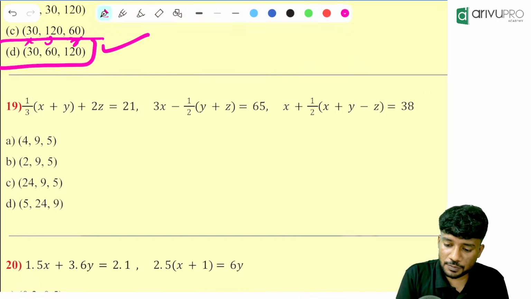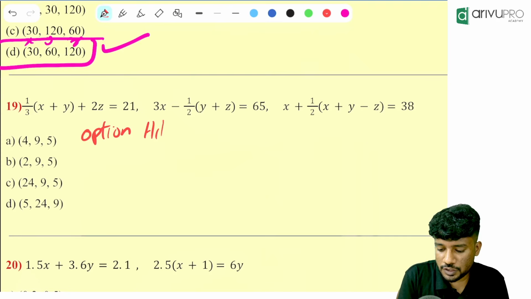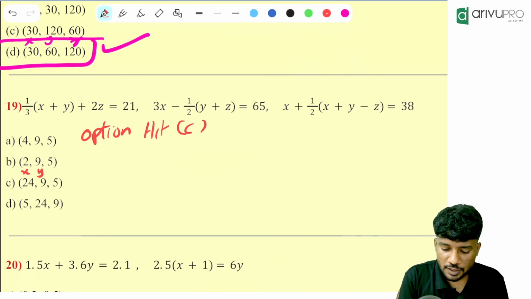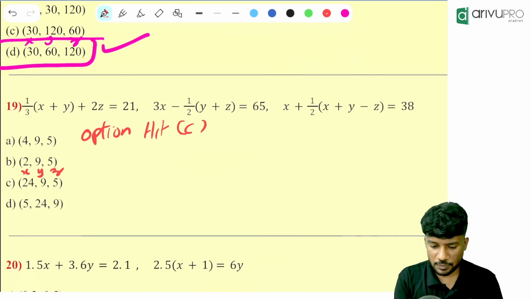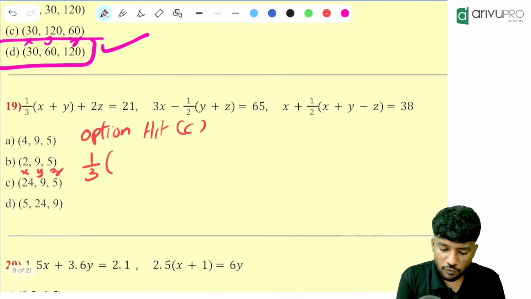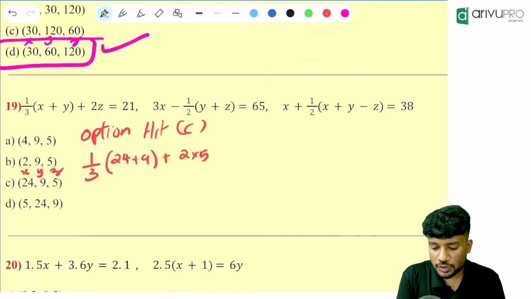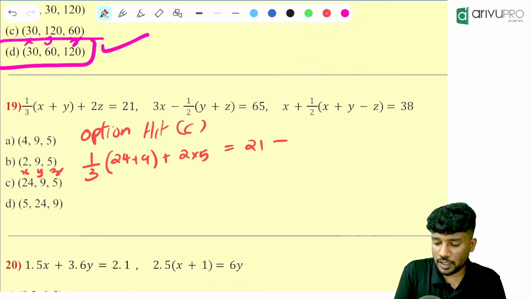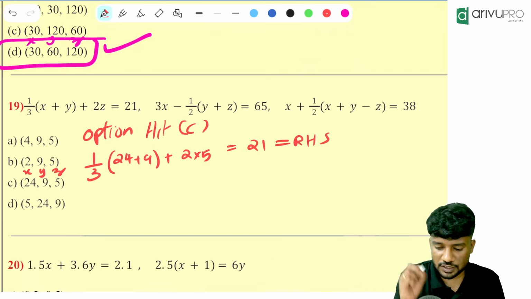Option hit with which option then? C. That means x is equal to 24, y is equal to 9, z is equal to 5. That means 1 by 3 into, in your calculator, you should take 24 plus 9 plus 2 into 5, which is equal to how much? How will you do it in the calculator? 24 plus 9 divide by 3, M plus, 2 into 5, M plus, then click MRC. How much is it? 21, which is equal to your RHS. First one is satisfied.